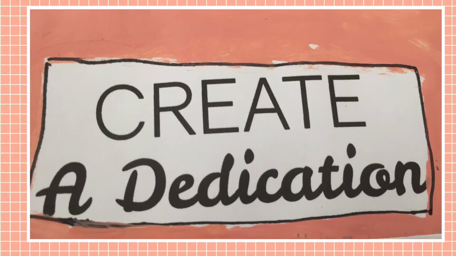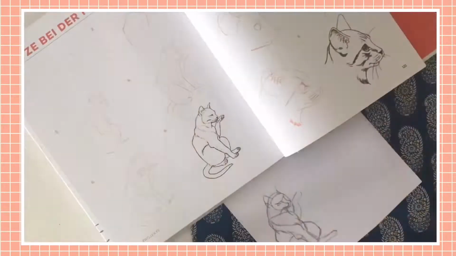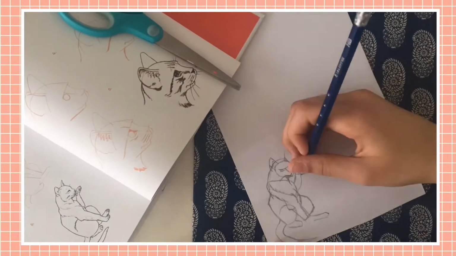I'm so excited for this prompt, oh my gosh. So the instructions for this page are to create a dedication. This is pretty straightforward, as you can see. You just have to dedicate this page to whatever you want. I decided to dedicate this page to the one and only cats, because I love cats.